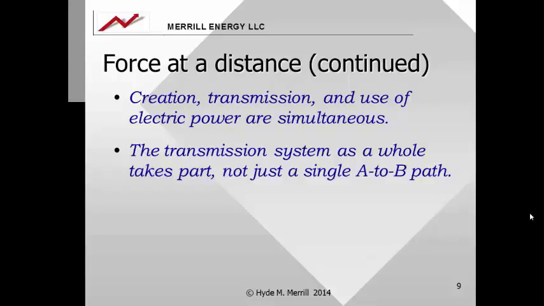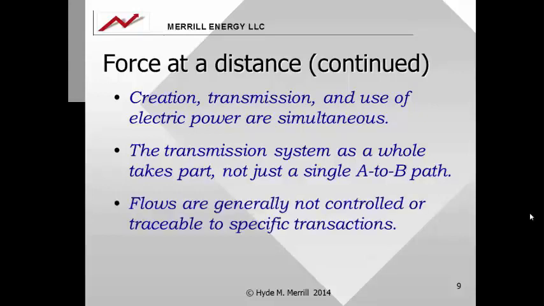When a product is moved by truck from a factory to a store, you can trace the progress of the truck along the highway system, and you can determine exactly which roads the truck uses. In electric power transmission, the "truck," in essence, uses the whole highway system simultaneously. Flows on the transmission system are generally not controlled, and they're not traceable to specific transactions. Oh, sure, you can hang a meter on a line and measure the flow on the line, but you can't tell where the power came from, and you can't tell where it's going.